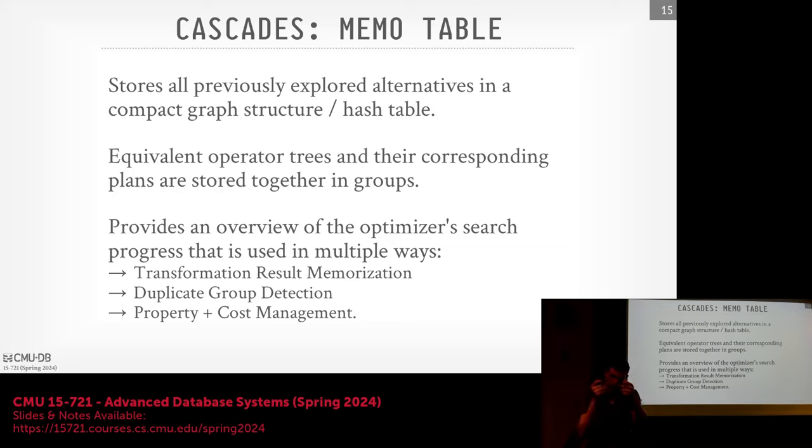So as I said before, the timeouts are always going to be based on the number of transformations, not the wall clock time. And what's nice about this, as they bring up, is that, as I said, no matter what hardware you're running on, you could always generate the same query plan given the same database.